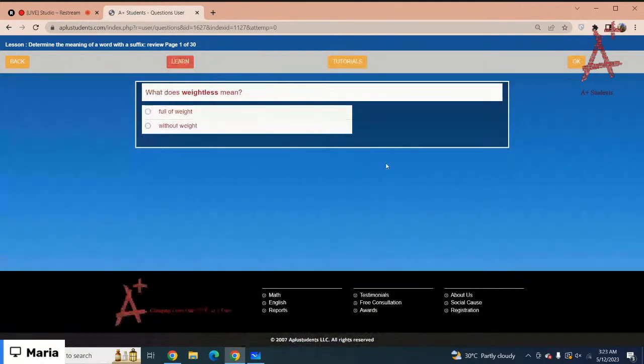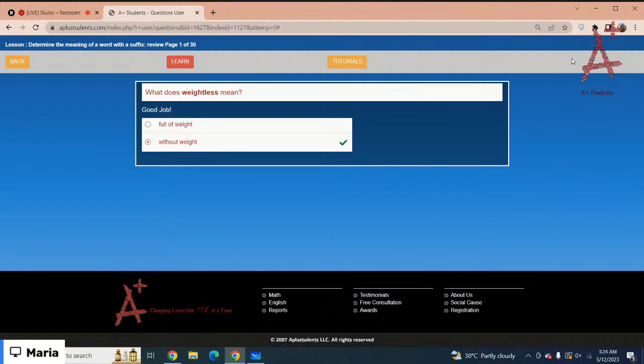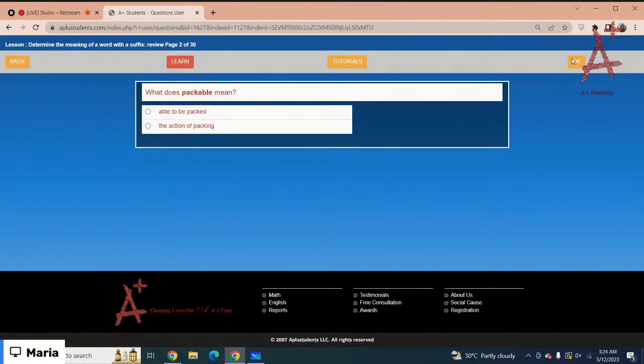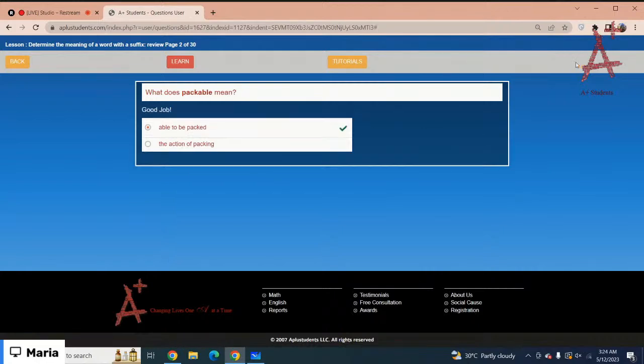Okay, what does weightless mean? Less means without. Weightless means without weight. What does packable mean? It is able to be packed. The correct option is able to be packed.